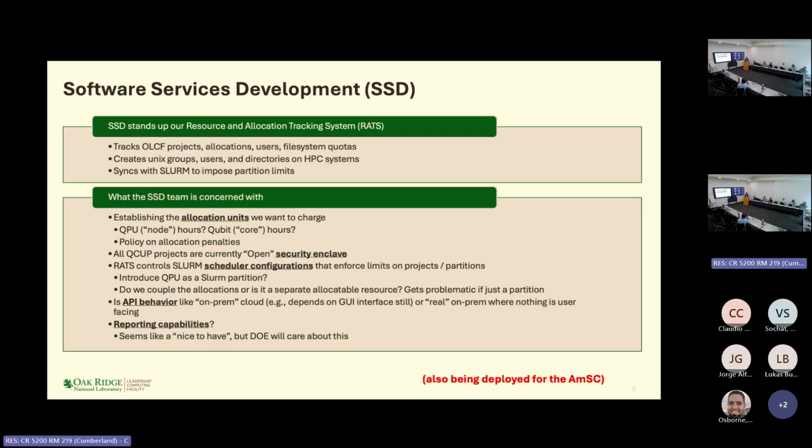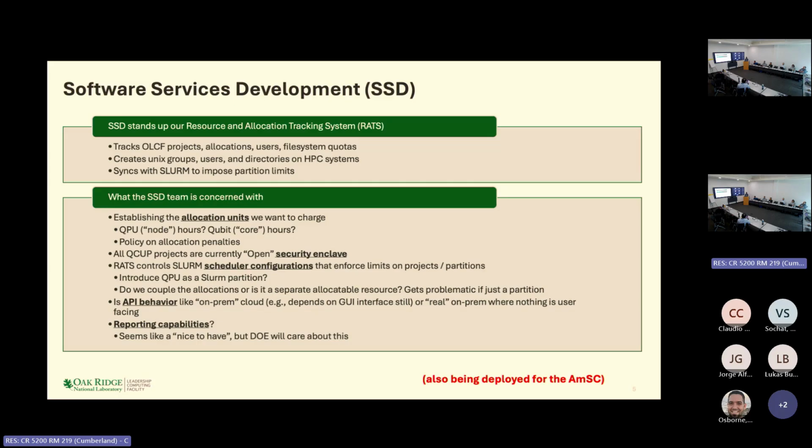Security enclaves are also important. QCUP sits in open. The moderate quantum testbed Pathfinder system here is in the moderate enclave, and all of our production HPC systems are also moderate. So can things even talk to each other? And of course, as it's Slurm centric, it has special scheduler configurations per system to enforce different limits that might be on one system over the other.